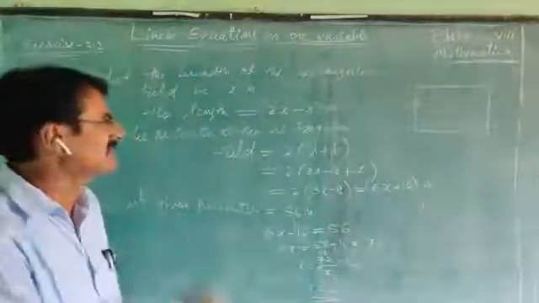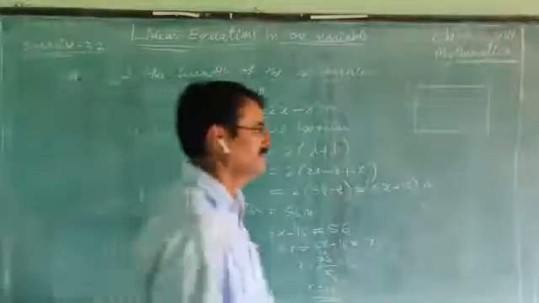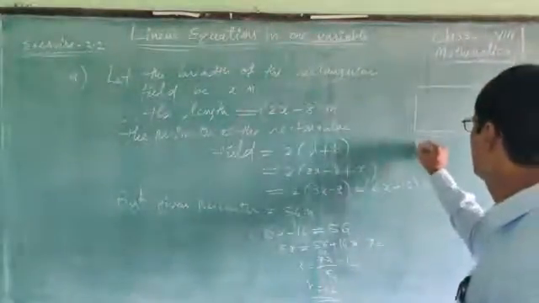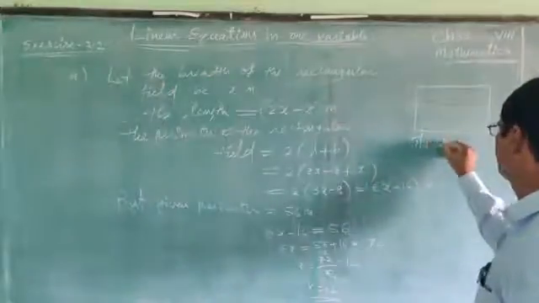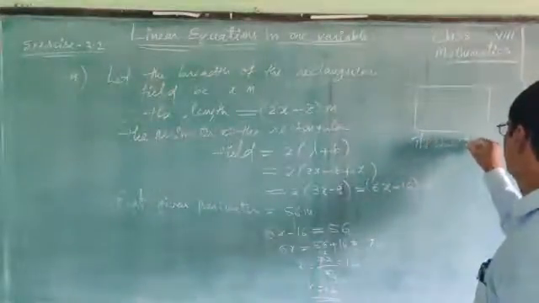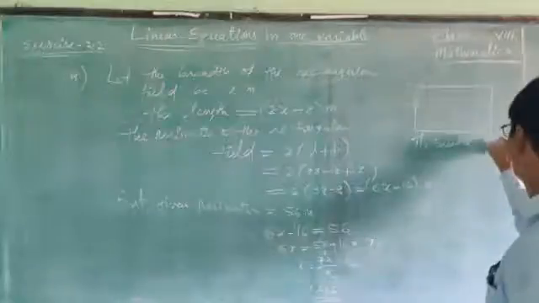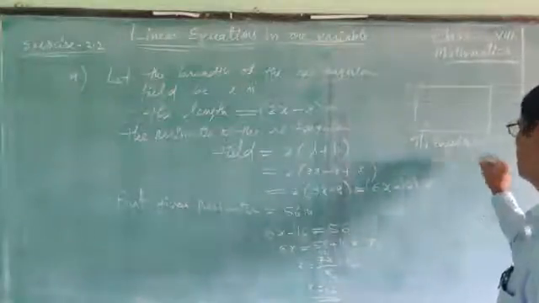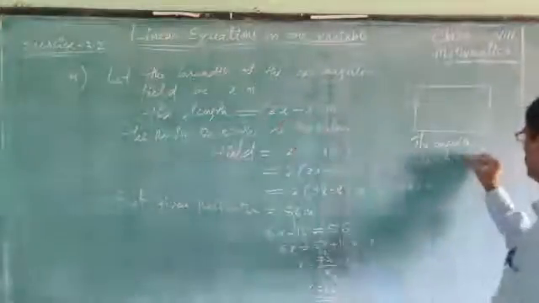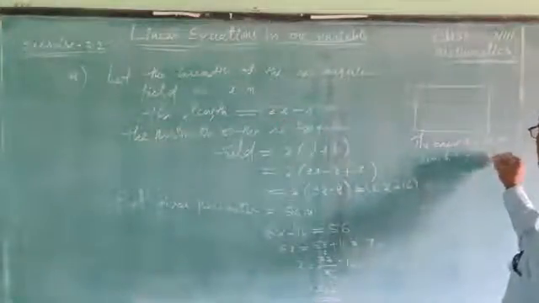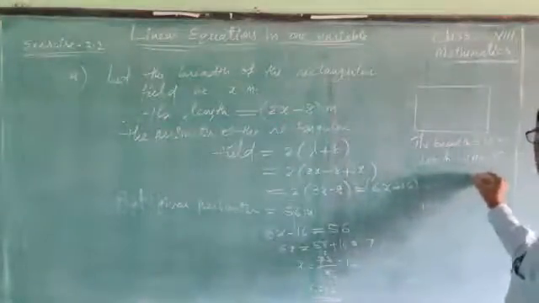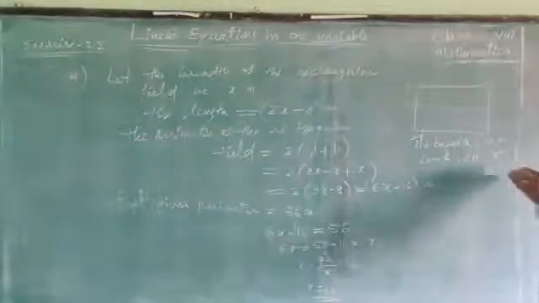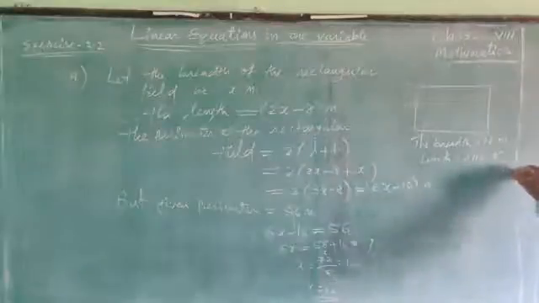What is x? x is the breadth. Therefore, the breadth is 12 meters. The length equal to 2 into 12 minus 8, 24 minus 8. How much? 24 minus 8, 16 meters.